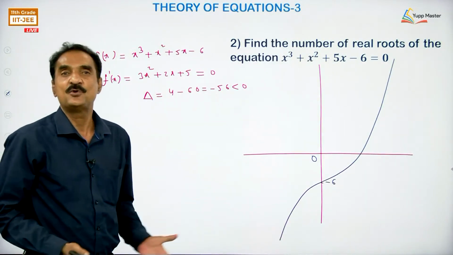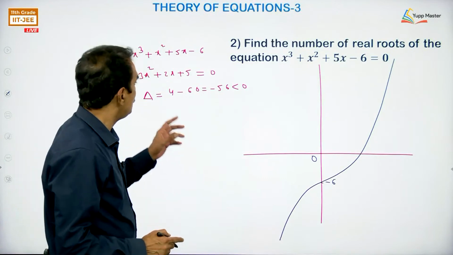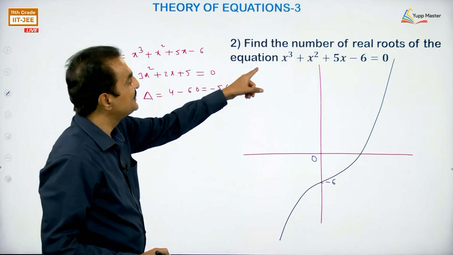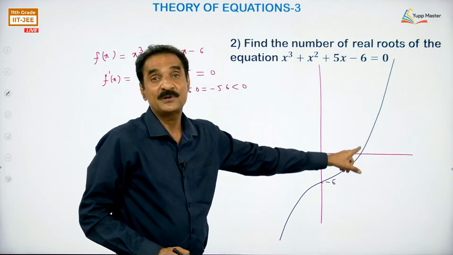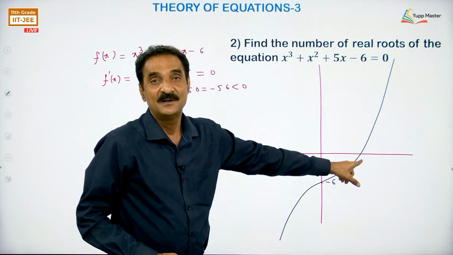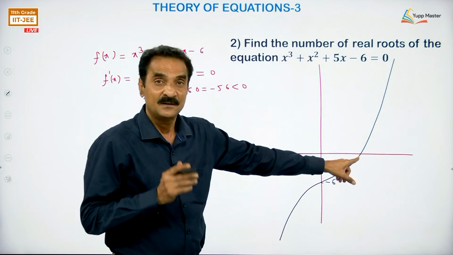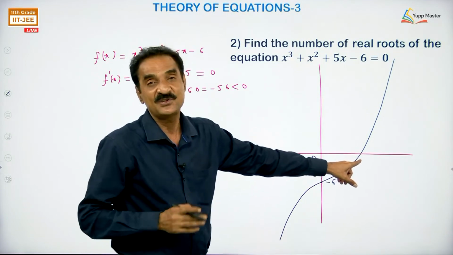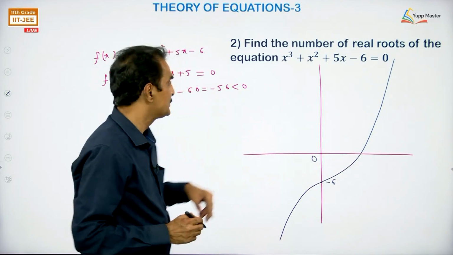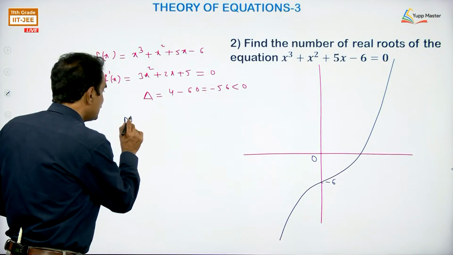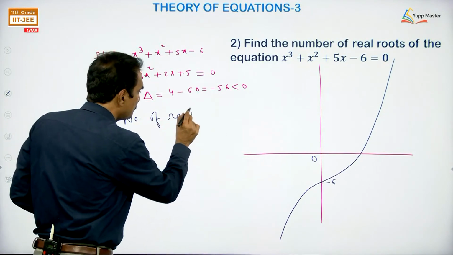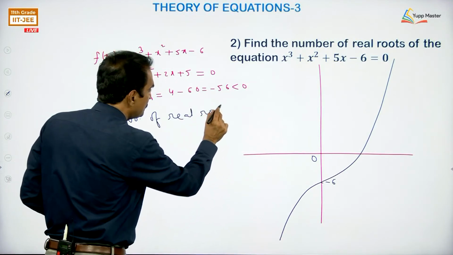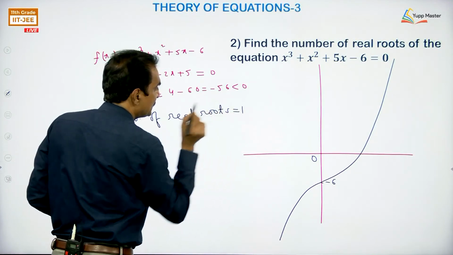No maximum point, no minimum point. So, the number of real roots is only 1, and that real root is clearly positive. You can also tell about the real root whether it is positive or negative, is it not? So, here number of real roots is 1. Right.